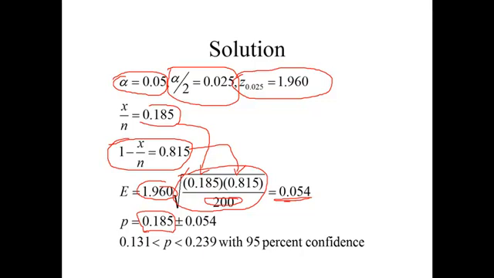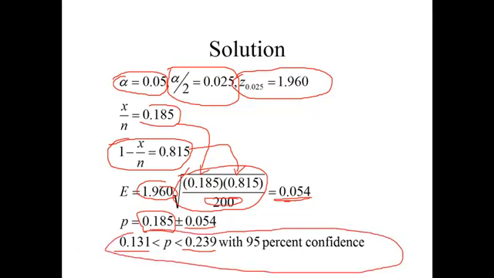And so we get our estimate for p of 0.185, which is probably wrong. It could be too small, so you add the margin of error. It could be too big, so you subtract the margin of error. And so it turns out our p is between 0.131 and 0.239 with 95% confidence.